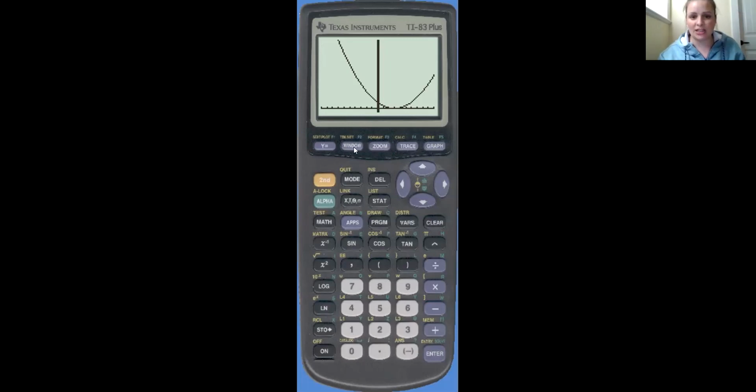Anytime I just want to change things, and I don't want to deal with all the kerfuffle that I just did, I'm going to go zoom 6 to reset it to that standard window. That's the only way I use the zoom function.